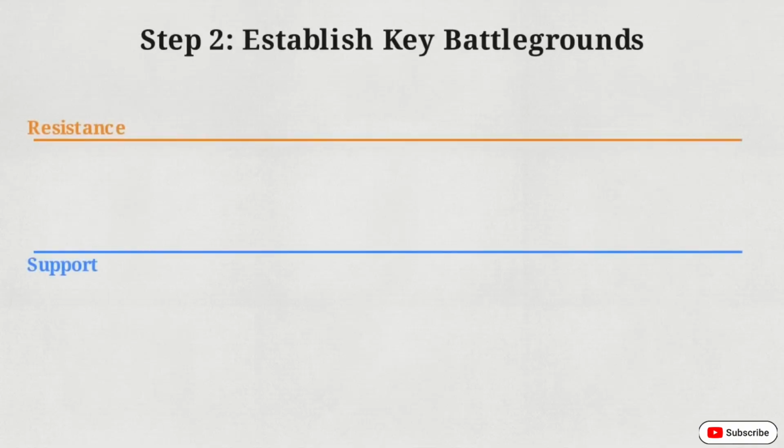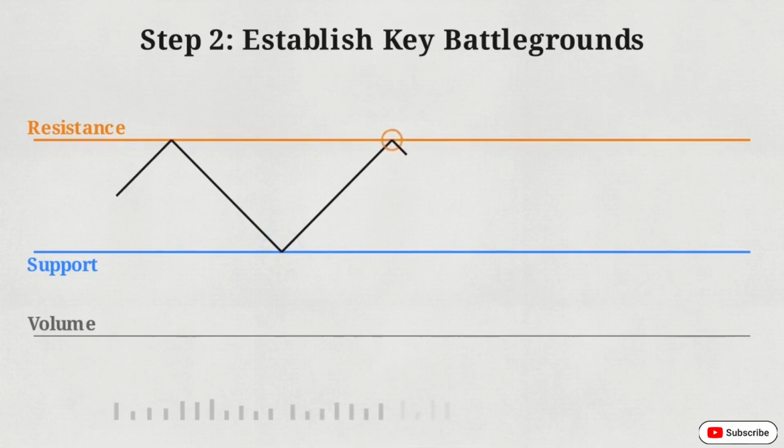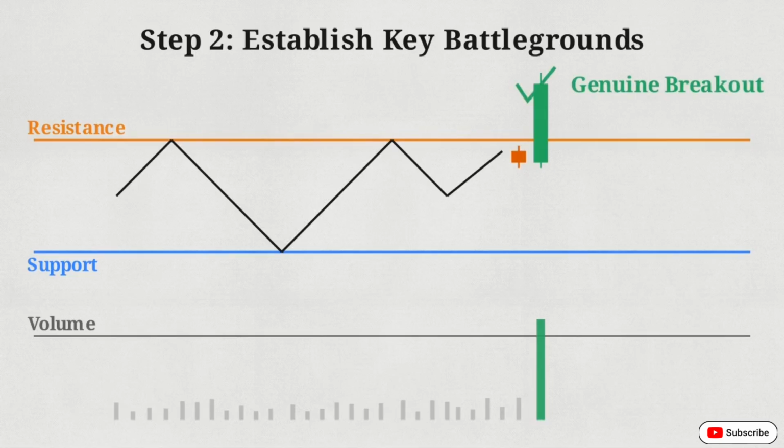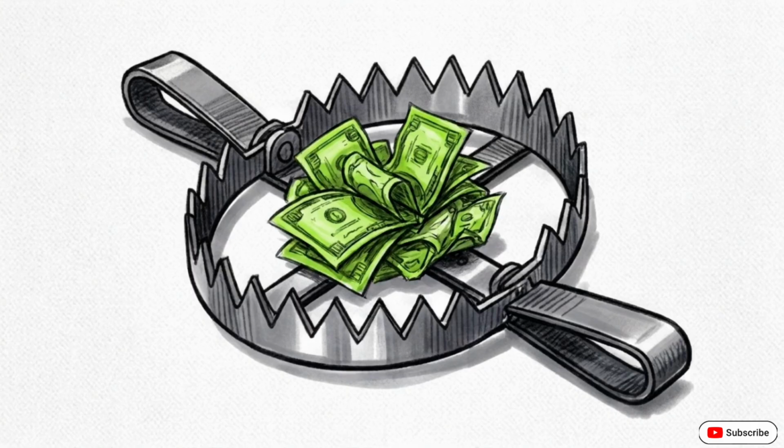Step 2. Establish your key battlegrounds. Draw strict support and resistance lines. You will now observe volume behavior exclusively when the price interacts with these exact boundaries. If the price breaks through your resistance line, you check the effort. A valid breakout requires a large price candle accompanied by a massive surge in volume. That confirms institutional capital is pushing through the ceiling. If the price breaks resistance, but the volume stays flat, consider the trade invalid. Without a volume surge, it is a high-probability trap designed to trigger impulsive buyers before the price collapses back down.